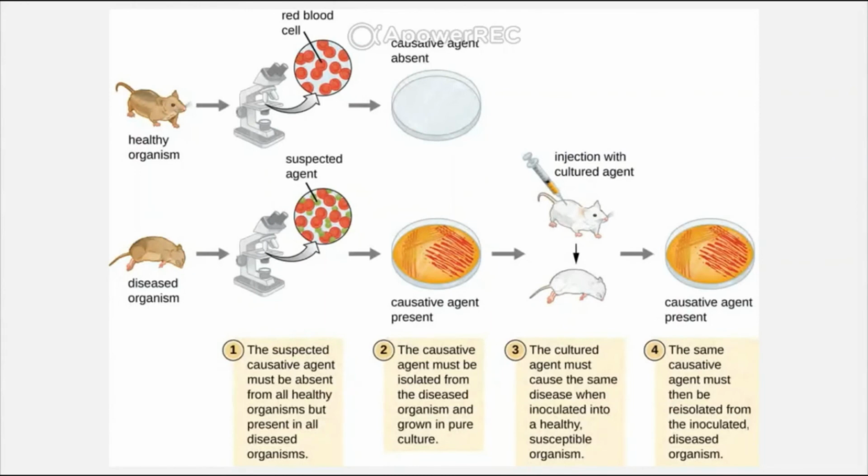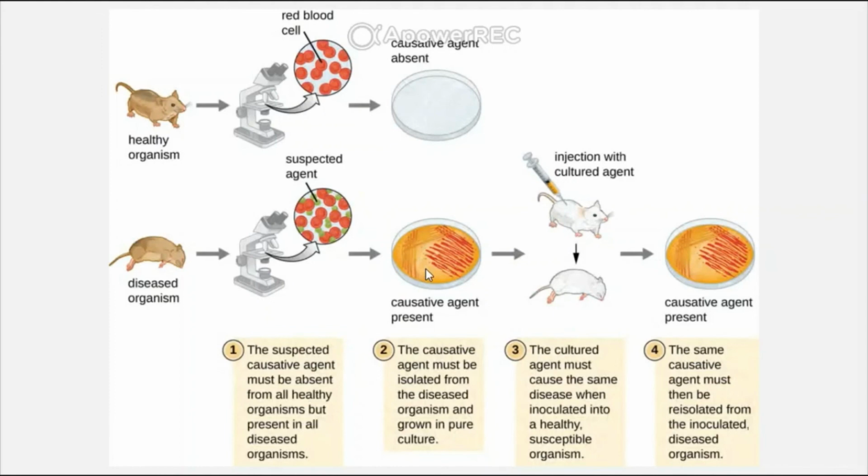This figure shows how Koch's postulates play out. We have two different mice. We have a healthy mouse and we have a diseased mouse. And in the healthy mouse, there are no causative agents present in its blood. And therefore, we cannot isolate the causative agent. In the diseased mouse, the suspected agent is identified. And here we have a streak plate that is done in order to find individual colonies of this organism that's causing this disease, and so those colonies can be isolated and made into a pure culture.